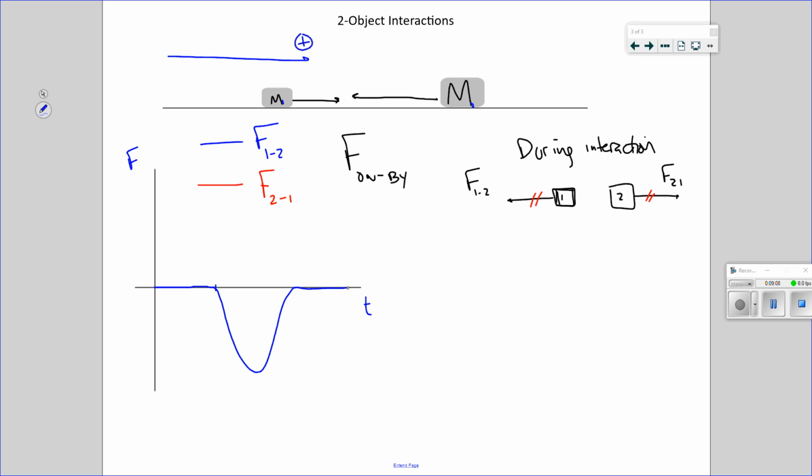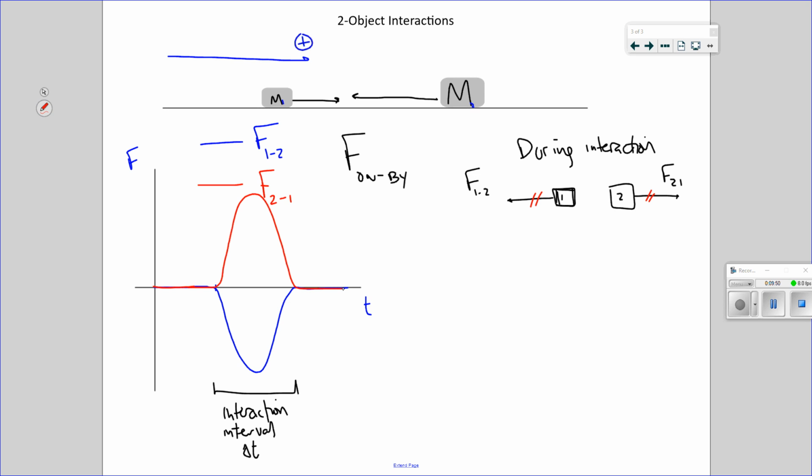It takes some time for these objects to interact. They don't interact instantaneously, right? This is the interaction interval, delta t. What happens to object 2? Well, it's more massive and it's moving faster, but none of that matters. What happens is these two forces, as functions of time, vary in exactly the same way.